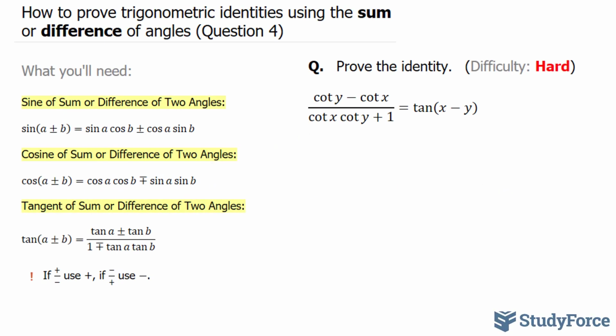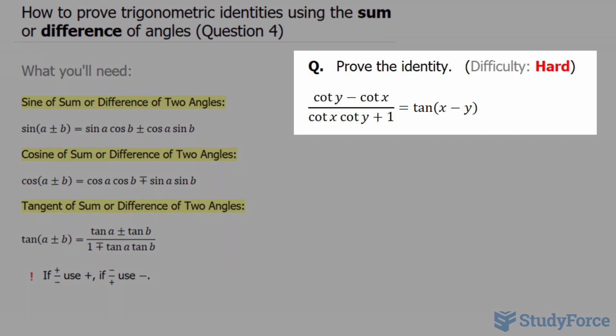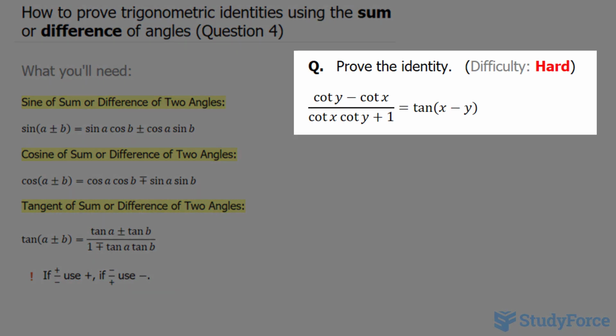In this video, I'll show you how to prove trigonometric identities using the sum or differences of angles. This is question 4 in the series. The question asks us to prove the identity shown below.